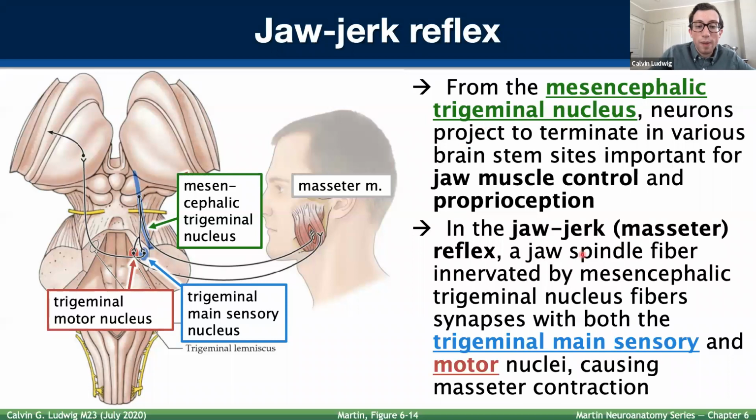In the jaw jerk or masseter reflex, a jaw spindle fiber innervated by mesencephalic trigeminal nucleus fibers synapses with both the trigeminal main sensory nucleus in blue and the trigeminal motor nucleus in red. So it's hard to see, but this one neuron kind of bends around, connects and synapses with both of these trigeminal motor and sensory nuclei. And that neuron travels along to the jaw, to the masseter muscle, causing it to contract.